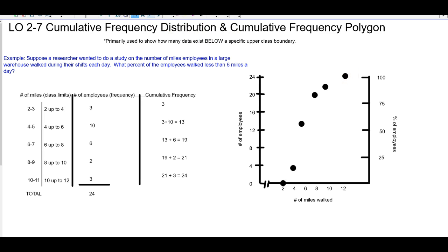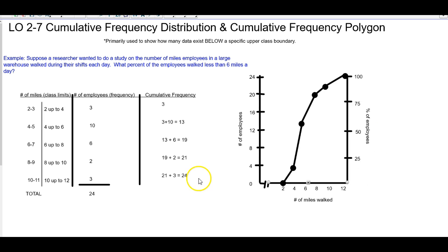Now we can connect our lines. And we have our frequency polygon. Now, one thing I'm going to adjust here, I'm going to pull this over, okay? And that is our frequency polygon. Now we can answer our question, what percent of employees walked less than 6 miles a day?